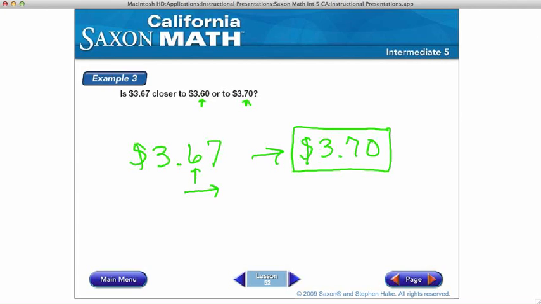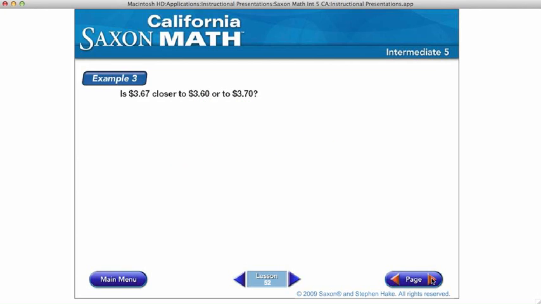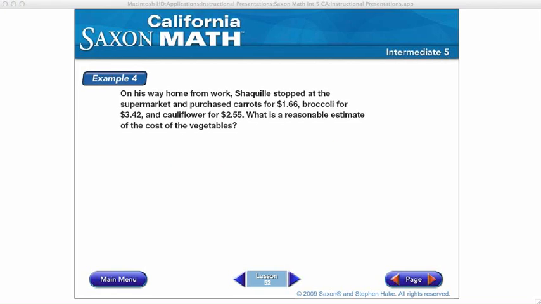Now a secondary question, what two whole dollars is this between? This is between $3 and $4. If I was to place this on a number line, it would be between the 3 and the 4. But we'll talk more about decimals on a number line later. Okay, and our last example.